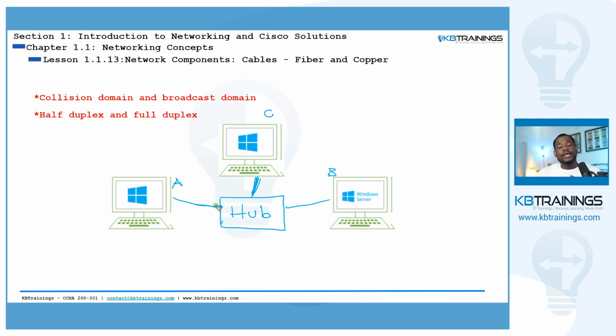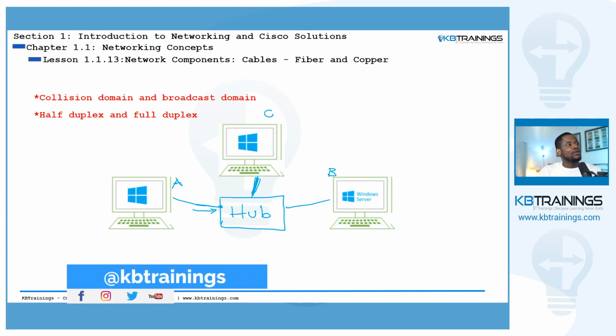So if A is communicating with C, A is sending some packets or some frames. The hub is receiving the frames and will send those frames at the same time to C and to B. And B will receive those packets or those frames even though those frames were not destined to it. And that's why the hub can be a collision domain in itself. What does that mean?